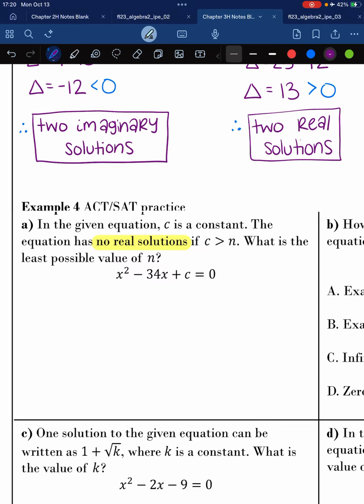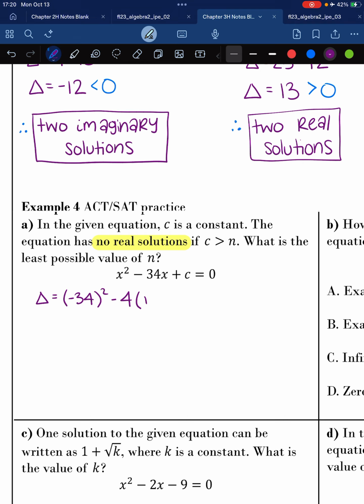Okay, so no real solutions. When I see this, this is my key on the ACT, and ACT loves asking this question. I know since it's talking about the number of solutions, we're for sure talking about the discriminant. So the discriminant equals b squared minus 4ac. So let's just plug it in.